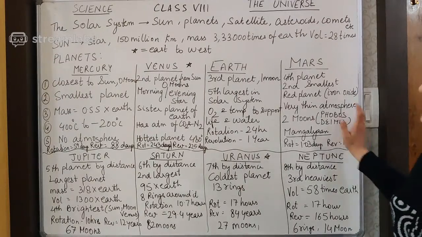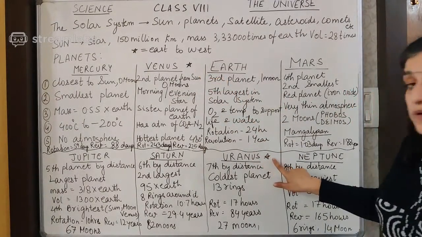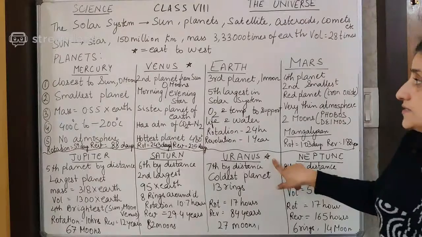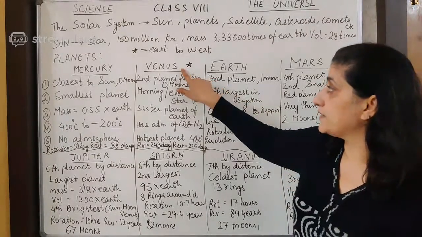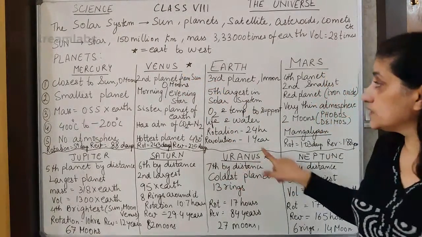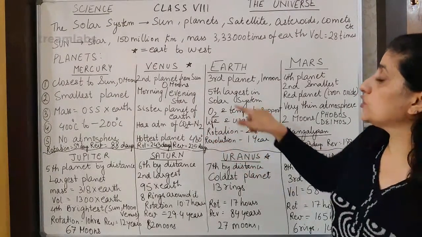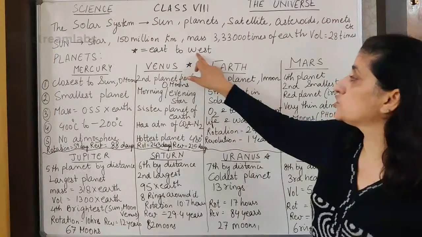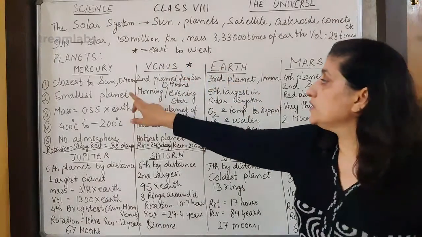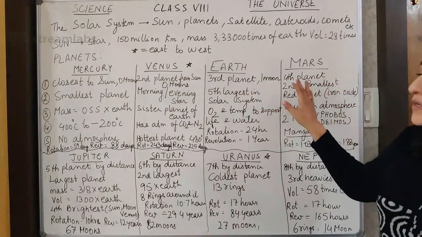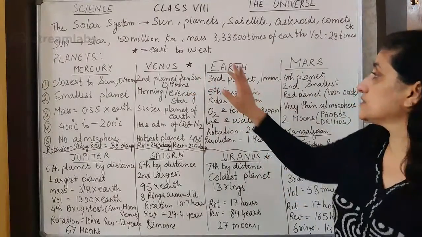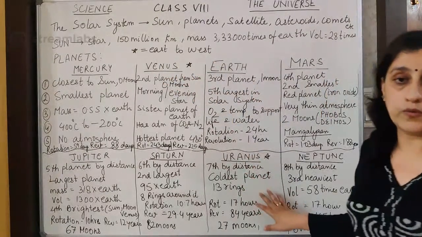Before I end, you can see that I have made 2 stars over here. These stars mean that these 2 planets, that is Venus and Uranus, are rotating in the opposite direction, from east to west. All the other planets move from west to east. Only Venus and Uranus are moving from east to west.